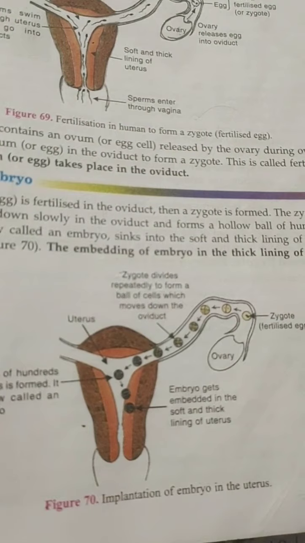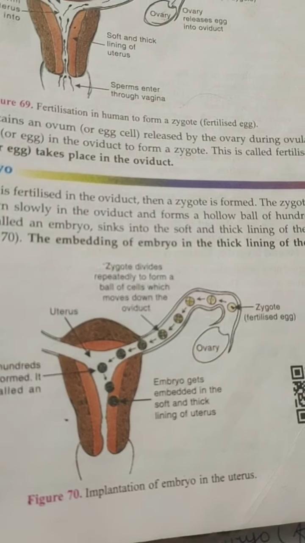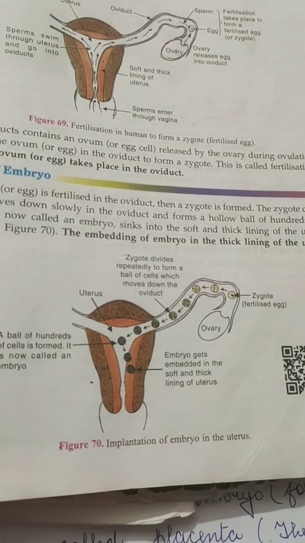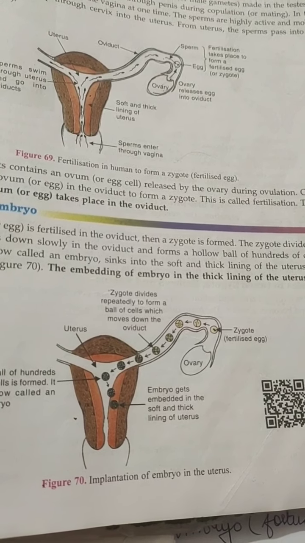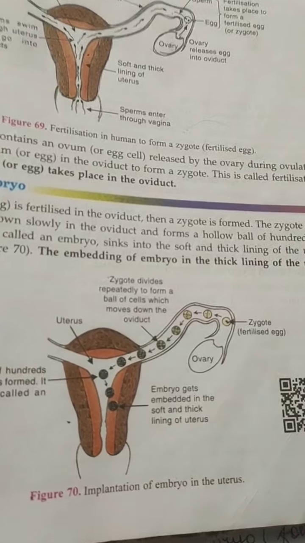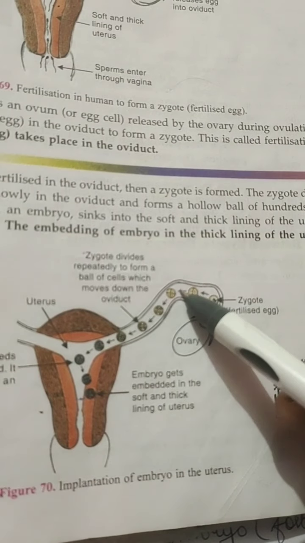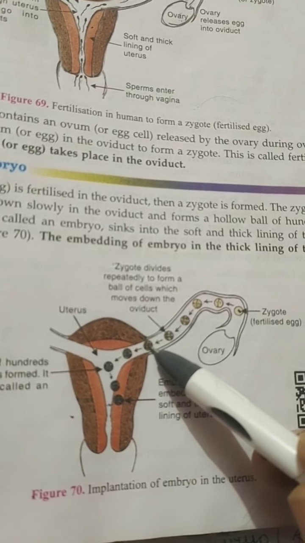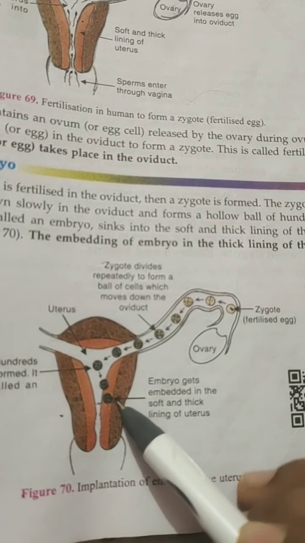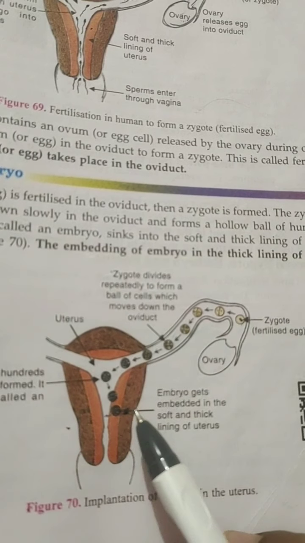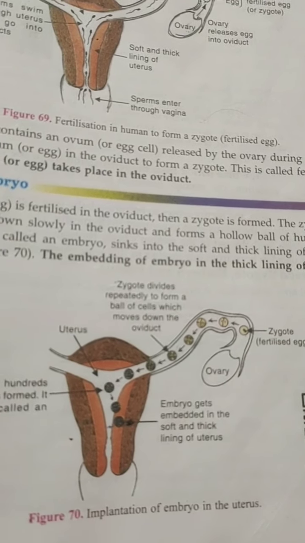The first stage, when the egg is fertilized with the sperm, is known as the formation of the zygote. After the zygote is formed, it develops into a hollow ball having many hundreds of cells, that is called the embryo, and it sticks to the walls of the uterus lining. After the zygote is formed, it will undergo cell division, which is called mitosis. It will flow from this area and get attached to the uterus lining. So the embryo gets attached, or embeds here, in the soft and thick lining of the uterus.